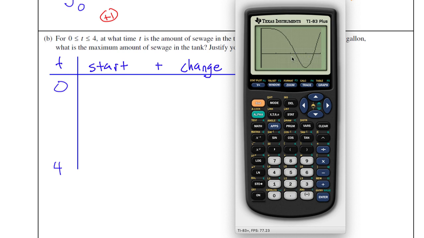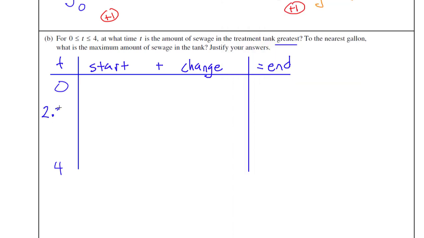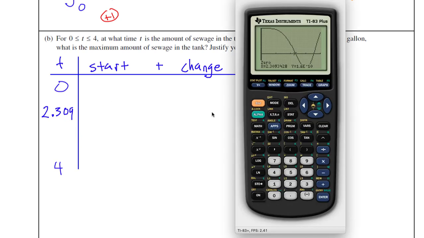How do we find those exact values? I do second trace to calculate those zeros, so 2. I'm going to guess that value is between 0 and 3. I'm going to just guess 1. That's a really bad guess, but it'll give me the same answer regardless. 2.309. And we learned from our last question that even if we don't like that because it's a minimum and we're looking for a maximum, still write down that critical value.